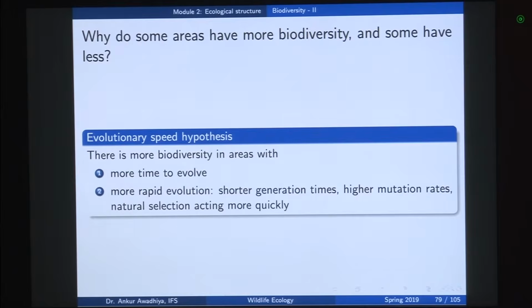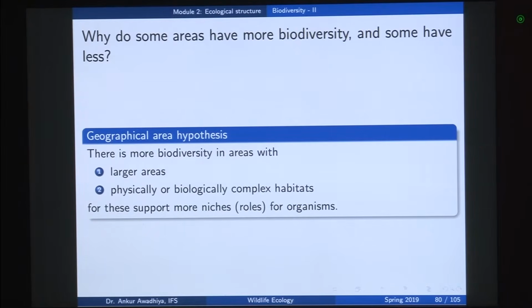Now, the second hypothesis is known as the geographical area hypothesis. Now, geographical area hypothesis says that there is more biodiversity in areas which have larger areas and which have physically or biologically complex habitats, because these regions support more niches or roles for organisms. Now, what do we mean by that?